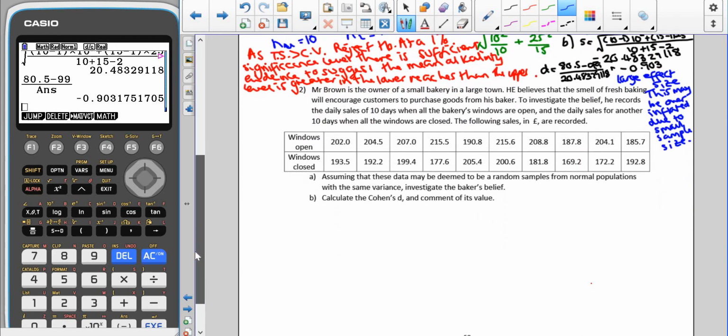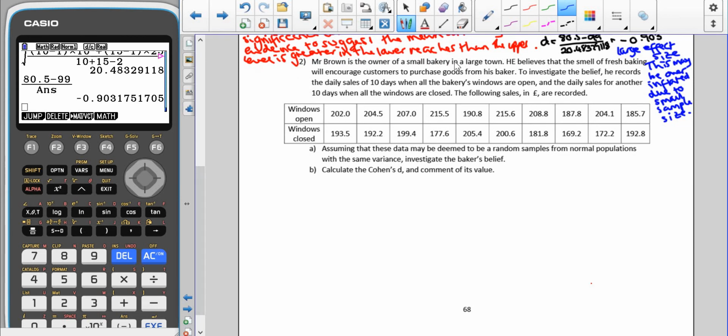So moving on to the second example, we've got Mr. Brown is the owner of a large bakery in a large town. He believes that the smell of fresh baking will encourage customers to purchase bread. To investigate the belief, he records the daily sales on 10 days when the window is open and 10 days when the window is shut. The following sales in pounds are recorded. Assuming that this data may be deemed to be a random sample from normal populations with the same variance, investigate the baker's belief. So we don't have paired data, we only have 2 samples of data.